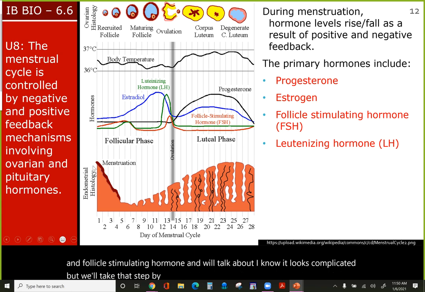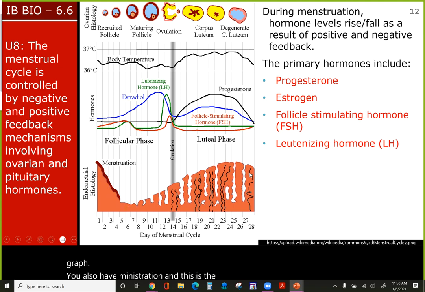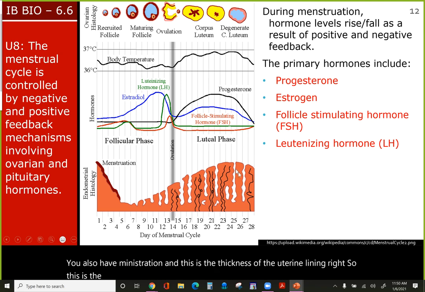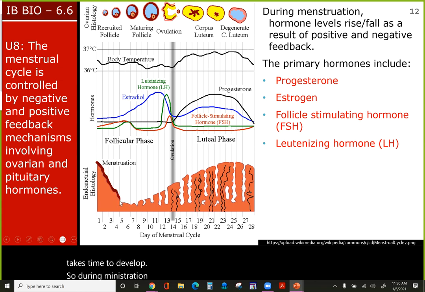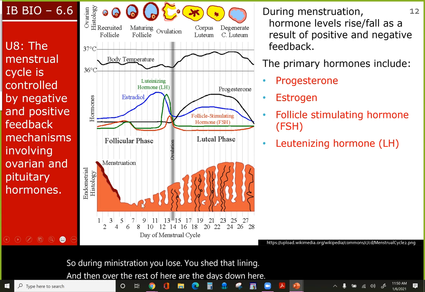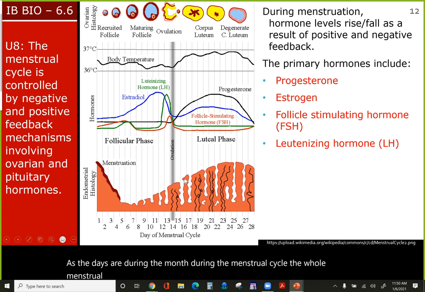And then in the bottom of the graph, you also have menstruation. This is the thickness of the uterine lining, the endometrium, how thick it gets. It's not like it just disappears and appears. It's got to build and grow. It's tissue. It takes time to develop. So during menstruation, you shed that lining, and then as the days of the menstrual cycle increase, the uterine lining gets thicker.